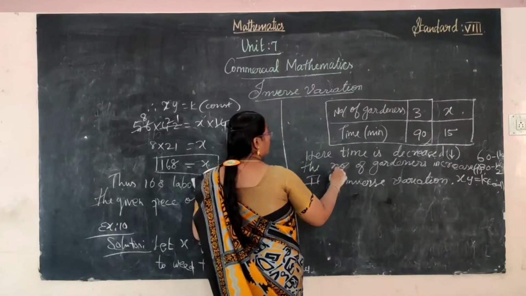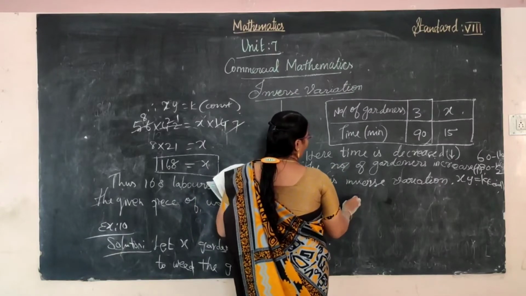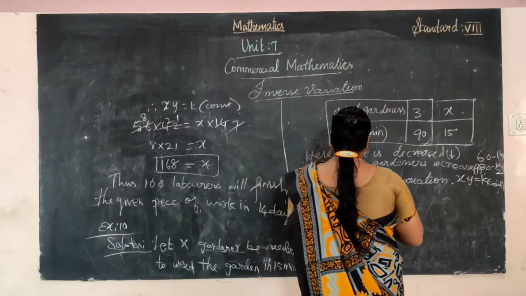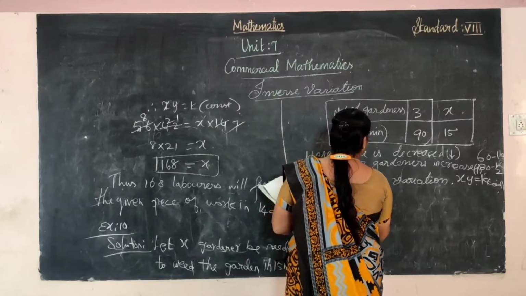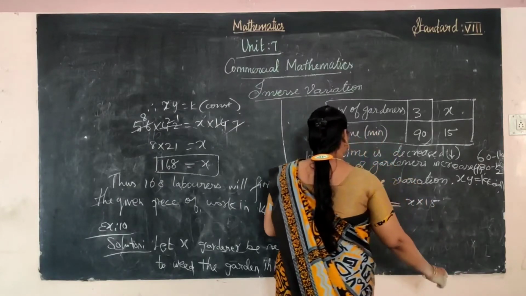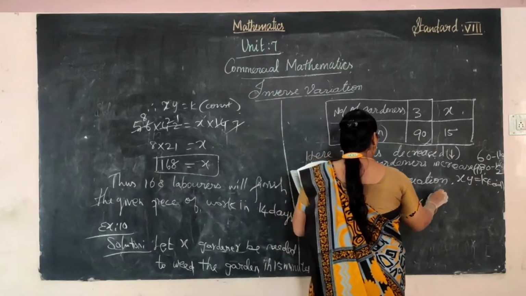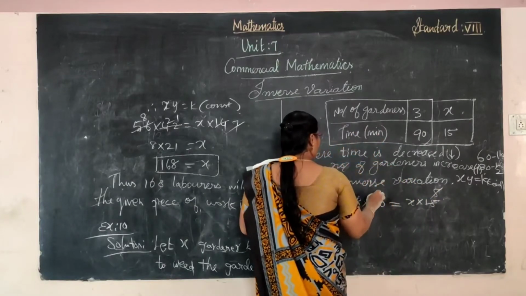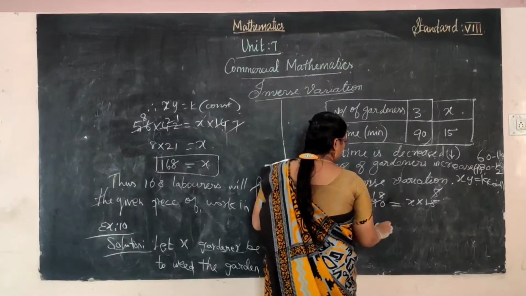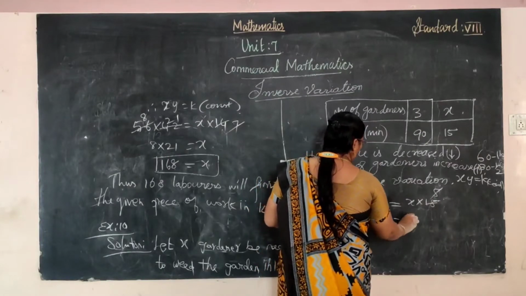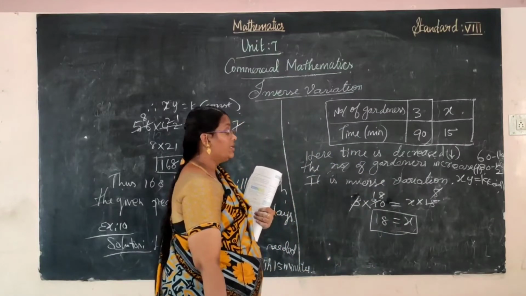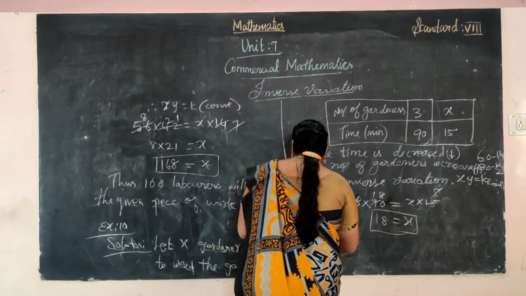Right. So what do we do now? The product. So 3 into 90 is equal to x into 15. 3 fives are 15, 5 ones are 5, remaining 4, 40, 18. So x equal to 18. So how many gardeners needed? 18 gardeners are needed. Okay.